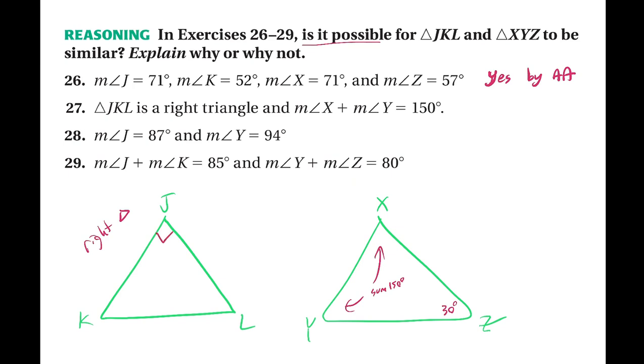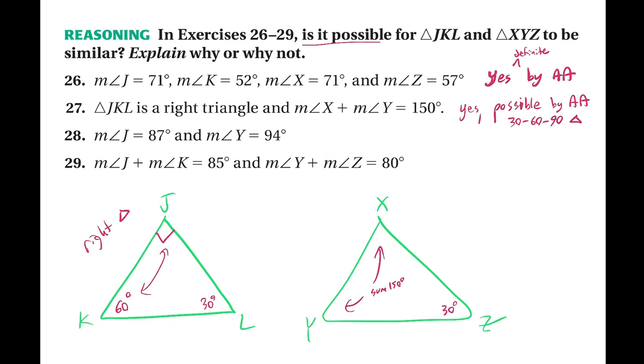So is it possible to have a 30-degree angle in a right triangle? Sure. Let's go right angle, 30, and then what's the other one? 60. And so look at this, do these sum to 150? Yes. So yes, possible, by AA. We knew these were definite, but this one, yes, possible by AA. And it's actually a 30, 60, 90 triangle, which we're going to talk about a lot when we get to the section on trig.